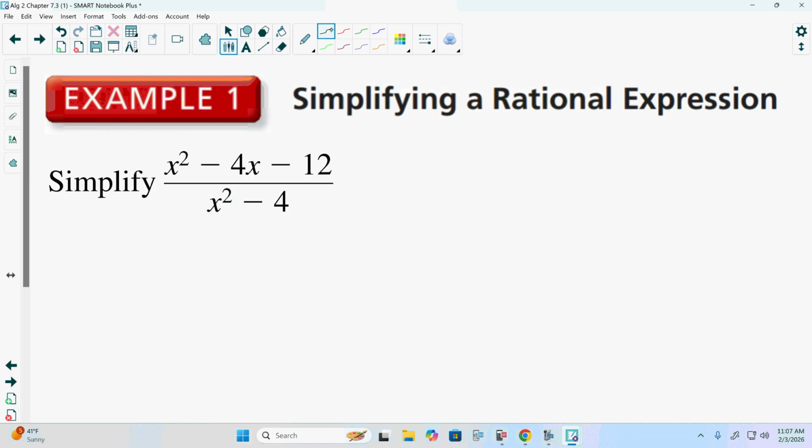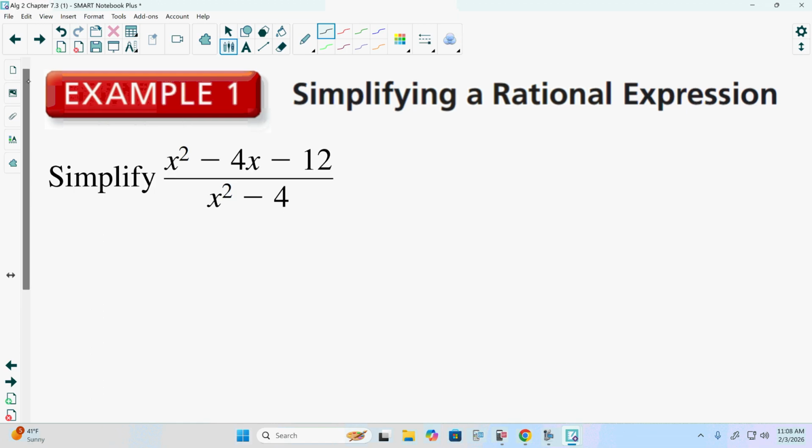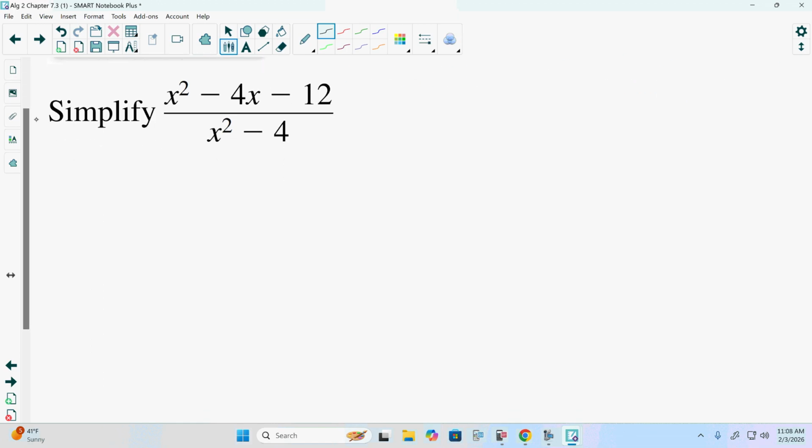this one here, they did not give it to us in factored form. Again, this is why, before we started the chapter, I hit factoring one more time, because most of the time, they're going to give it in this form, not factored form. So the first thing we're going to have to do is actually factor the top and bottom of this fraction to see if there's something in common on top and bottom.